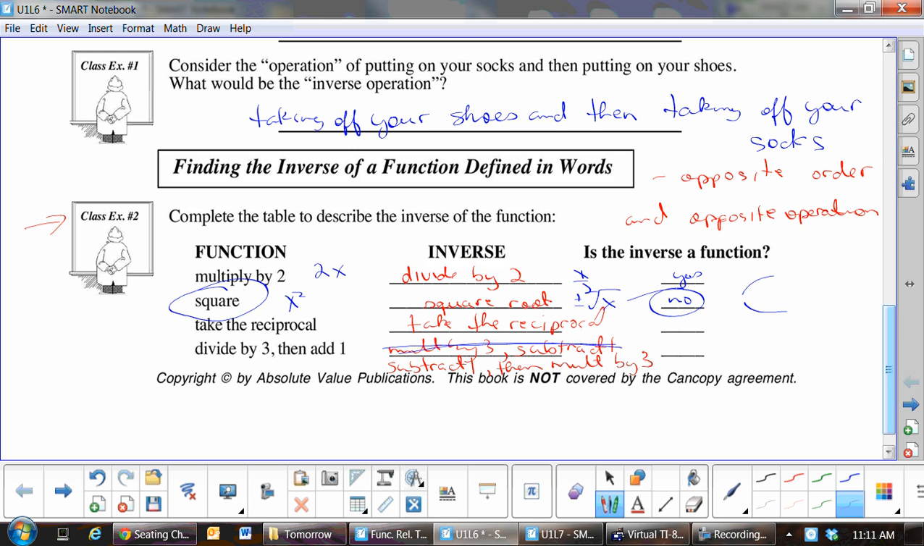So the best way to actually do it is just do one example of each. So I'll just tell you that one's a no and the other 2 are yeses.